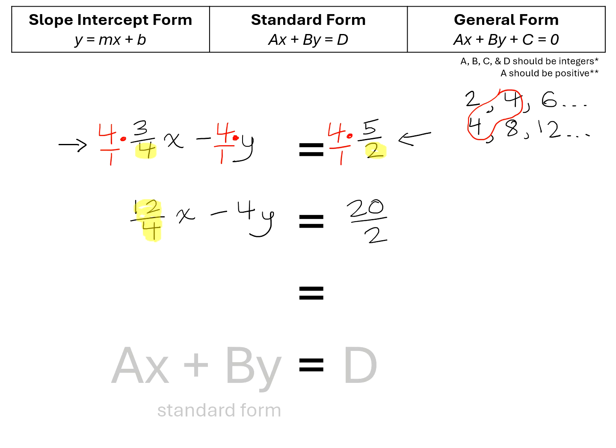Let's simplify some of these fractions. So 12 over 4 is basically the same thing as 12 divided by 4, which becomes 3. The x stays the same, and the minus 4y stays exactly the same. And over on the right, we have 20 over 2, which is the same thing as 20 divided by 2, and that just becomes 10. As you can see, the coefficients and constants within standard form are all integers. Moreover, the a value is also positive.